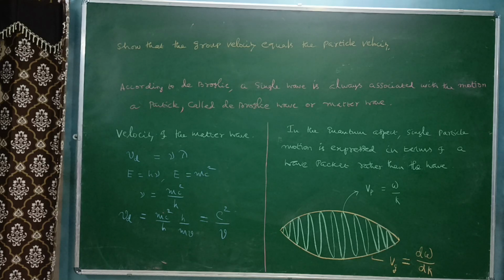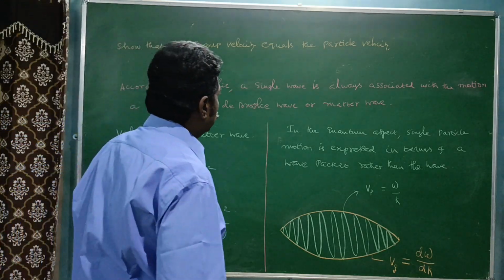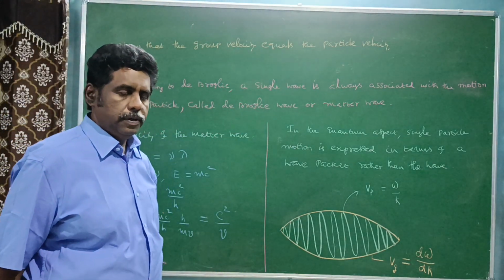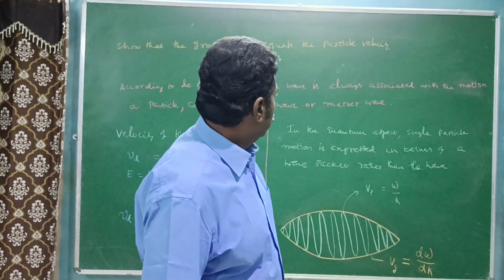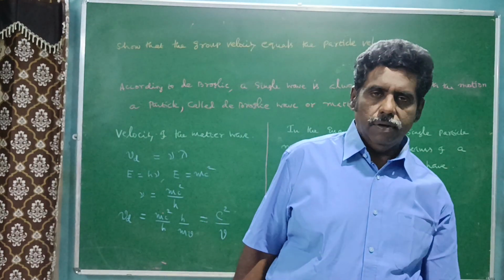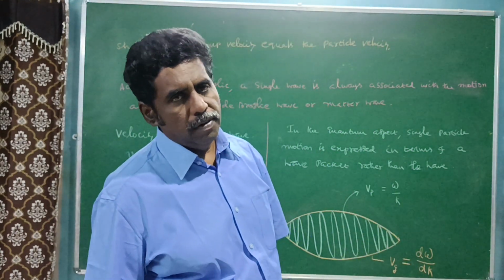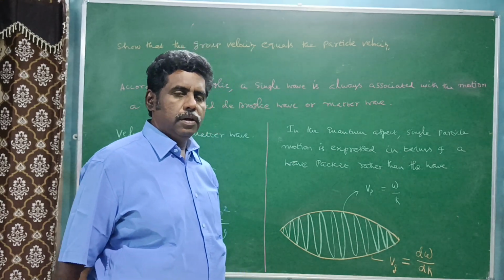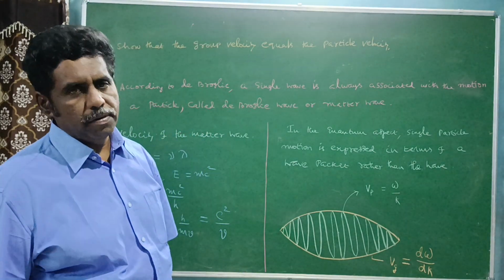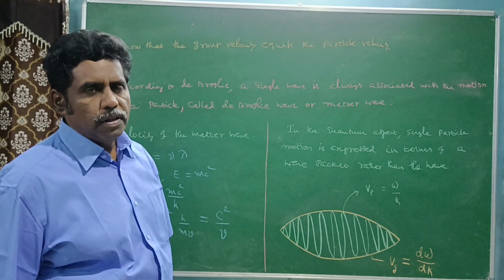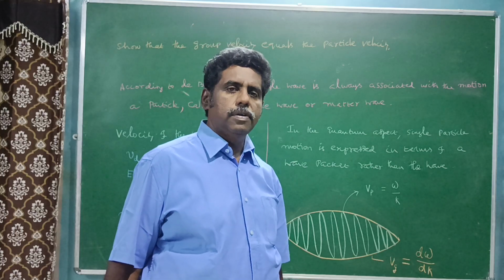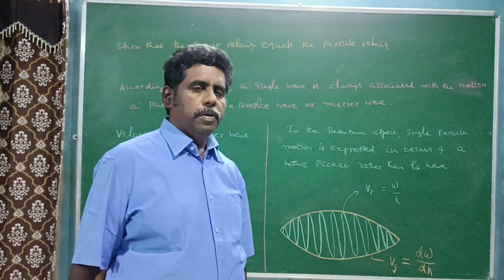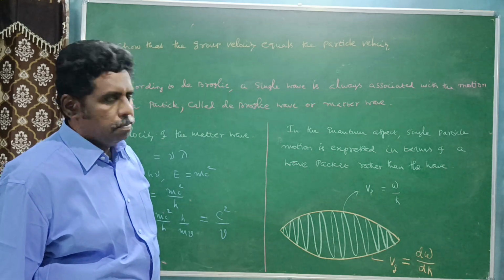See this problem: show that the group velocity equals the particle velocity. According to de Broglie, when a particle is in motion, a single wave is always associated with the motion of the particle, called the de Broglie wave or matter wave. The wavelength of the de Broglie wave, lambda, equals h divided by mv. h is Planck's constant, m is the mass of the particle, v is the velocity of the particle.